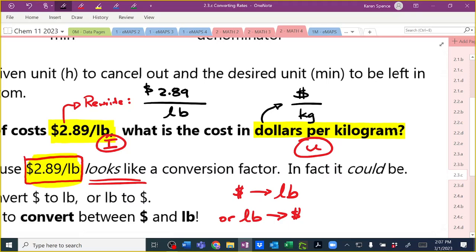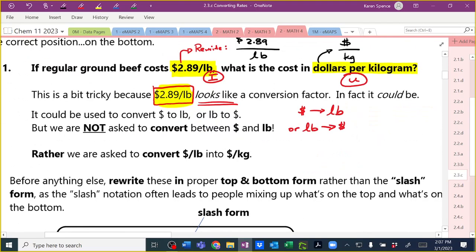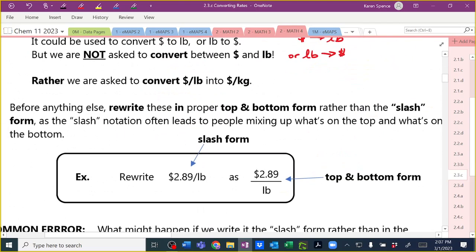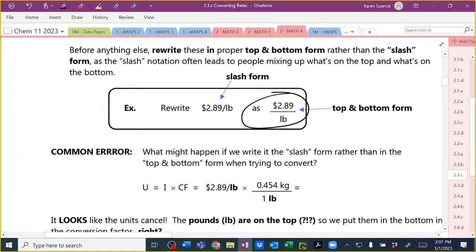Now let's just see what happens if we miss this step, okay? This is a common error that occurs if you don't do that step. Here it says it's just telling you to rewrite it. Okay, yay, there we are. Here is our common error.